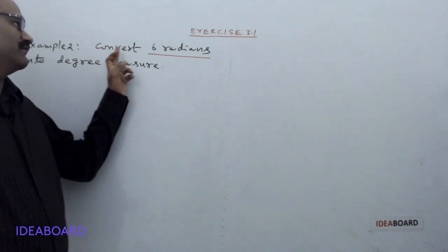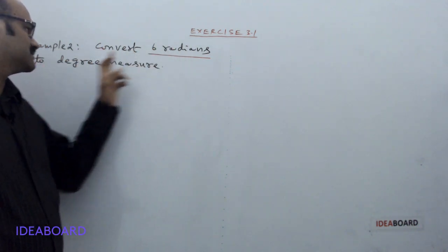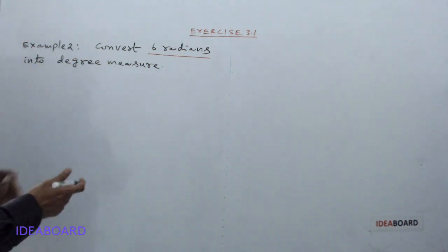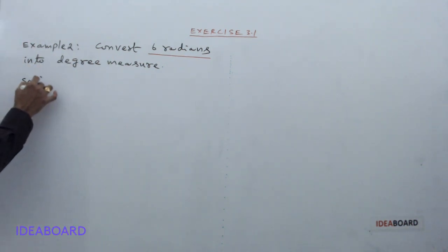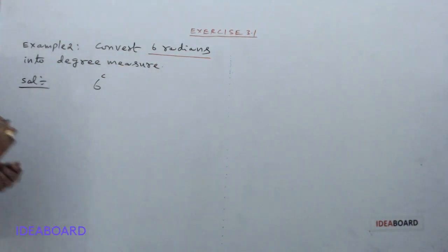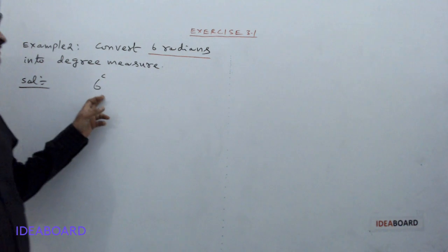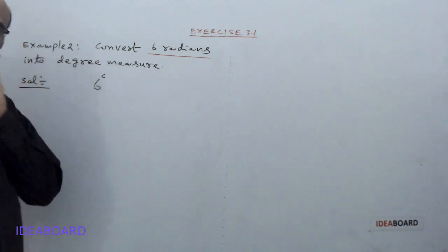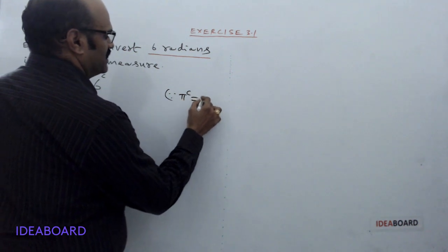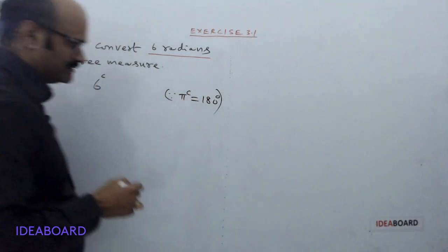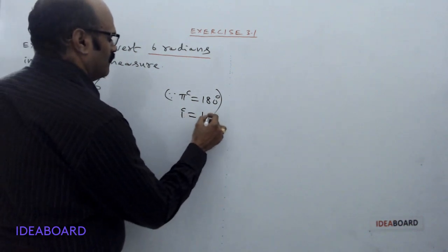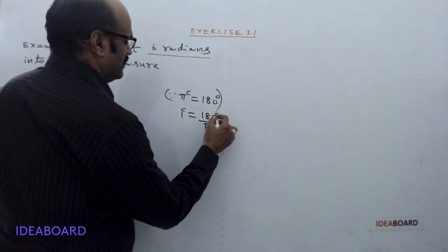Next problem. Convert 6 radians into degree measure. Here it's given that 6 radians. Now here we have to write 6 radians into degree measure. We know that pi radians equal to 180 degrees. So 1 radian equal to 180 by pi degrees.